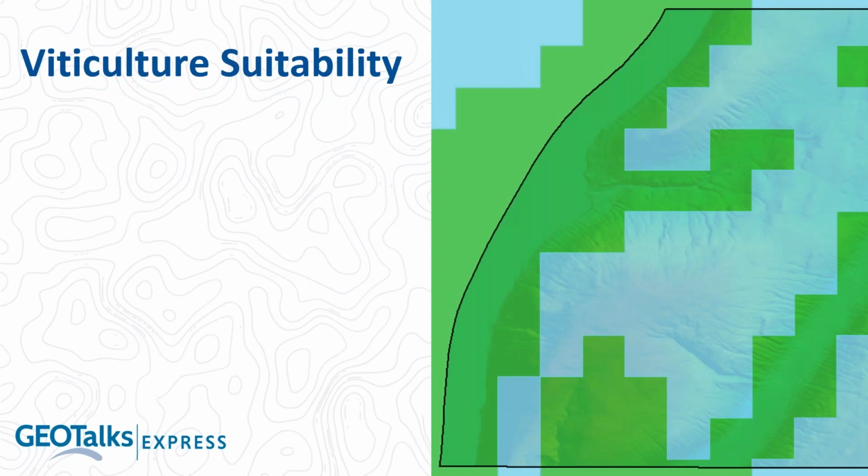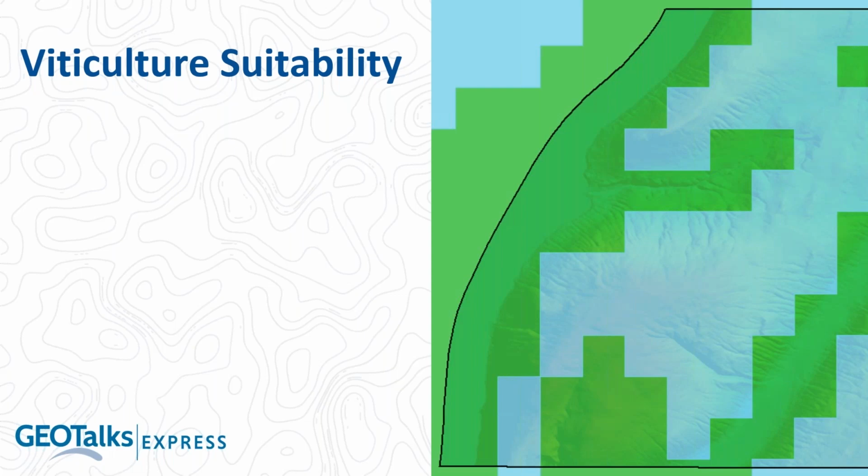So with that, let's dive into some viticulture suitability, the content of today's session. As I said, we'll be using Global Mapper to conduct this suitability analysis. And maybe the first question you have is, what is viticulture? For those of you who don't know, viticulture is the cultivation of grapes for the making of wine.